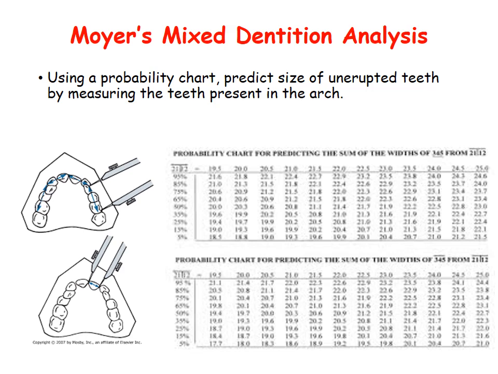In Moyer's mixed dentition analysis, we use a probability chart, which is used to predict the size of the unerupted permanent tooth. Here we use the mesiodistal width of the mandibular central incisors and lateral incisors. Then the value obtained is used in the probability chart. The 75 percentile is used. This value gives us the predicted width of the unerupted canines and premolars.